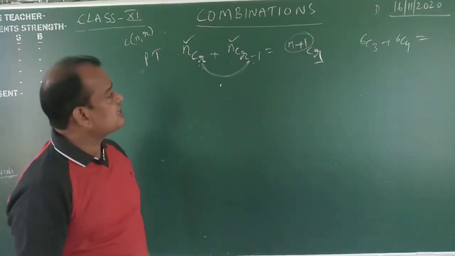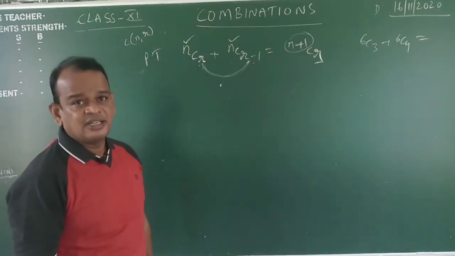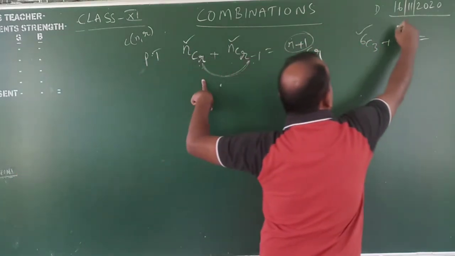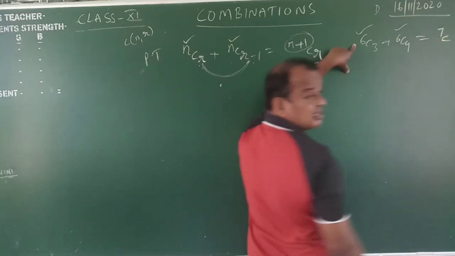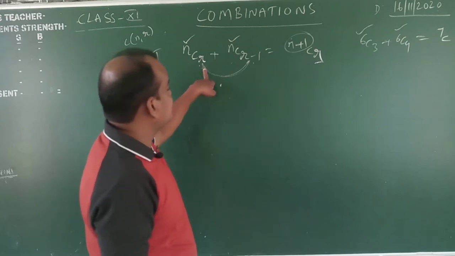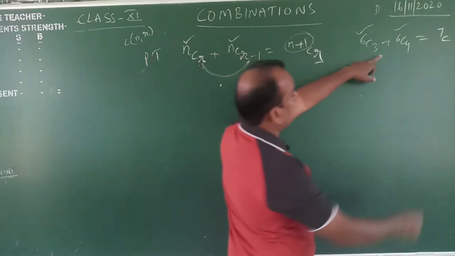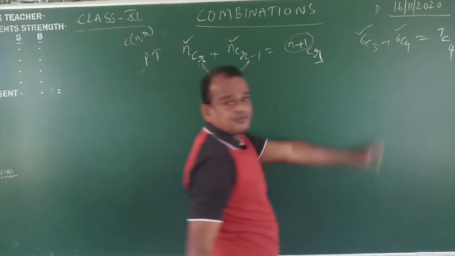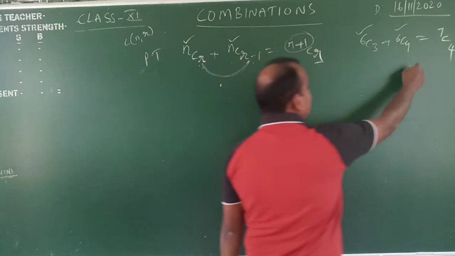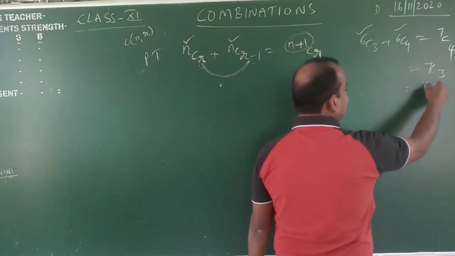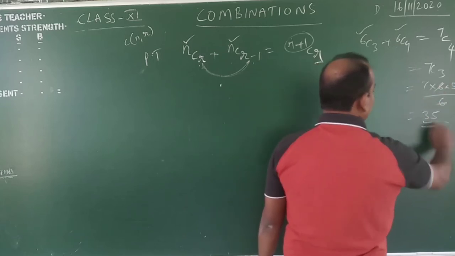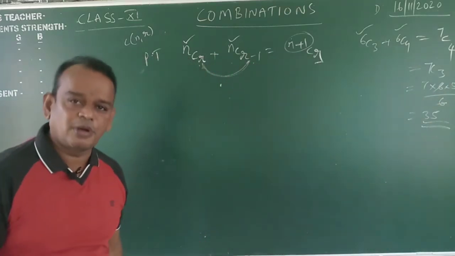6C3 plus 6C4. Do we apply the formula or not? 6C3 plus 6C4 means the value is the same as 7C4: 6 plus 1 gives 7, that is n plus 1, and the r value is the bigger value, 4. 7C4 is nothing but 7C3, no doubt at all. 7C3 means 7 into 6 into 5 by 3 factorial, which is 6. 7 fives are 35. In this way, we will complete the problems.